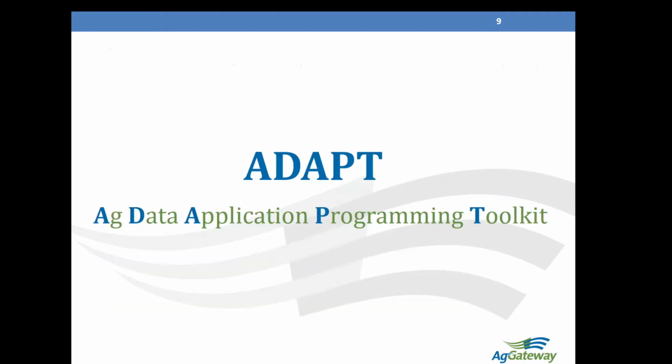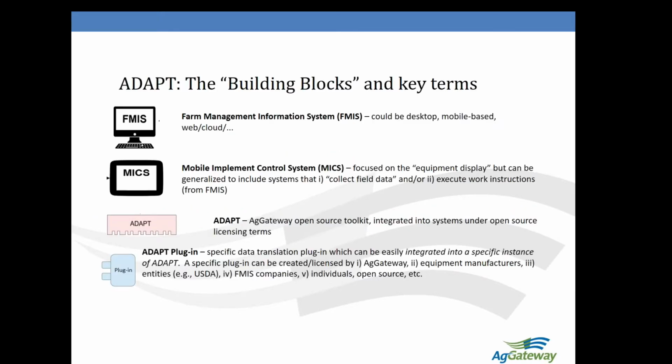So a few slides about ADAPT itself. ADAPT stands for Ag Data Application Programming Toolkit. Some of the key terms for ADAPT, FMIS and MICS, of course, we're familiar with that from the 11783 specification. FMIS is a Farm Management Information System. So that's what's happening in the office, in the cloud. MICS is a Mobile Implement Control System. Of course, this is the equipment display or a console.